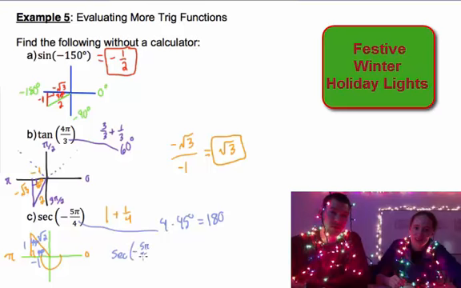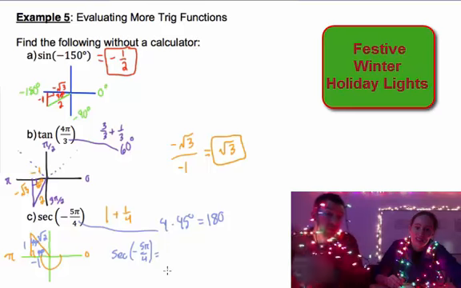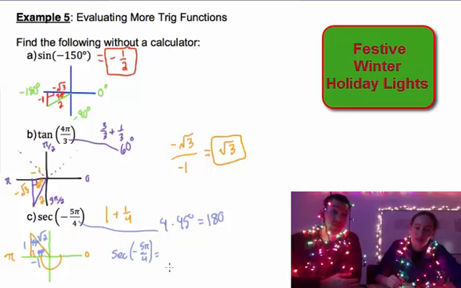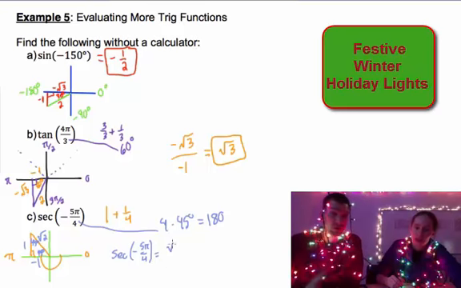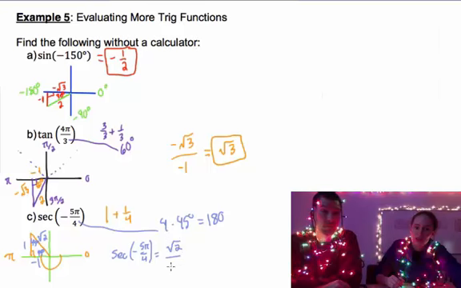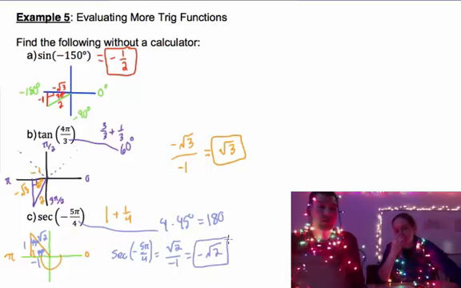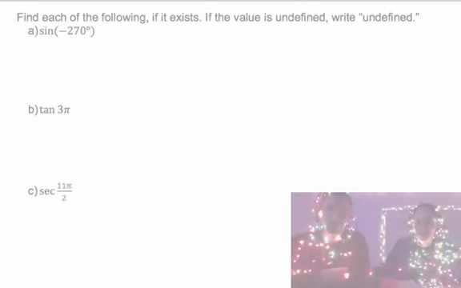Yeah. You were. So the secant then of this is going to be the reciprocal of the cosine, which happens to be x over r. So we want r over x. R over x it is. So square root of 2 over -1, which is negative square root of 2. Look at that. Perfect. Trig functions, no calculators. All right, later.